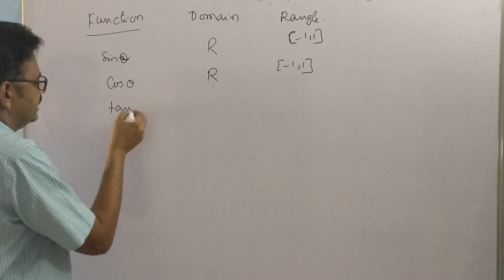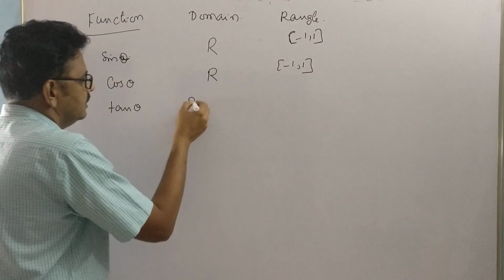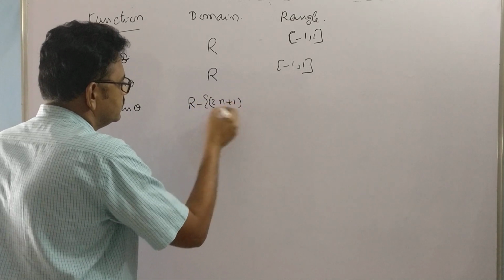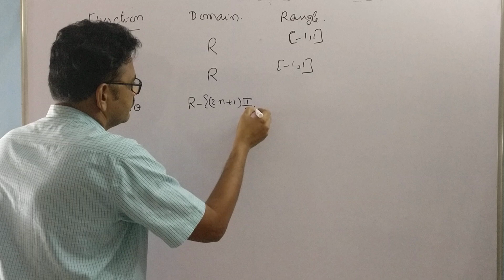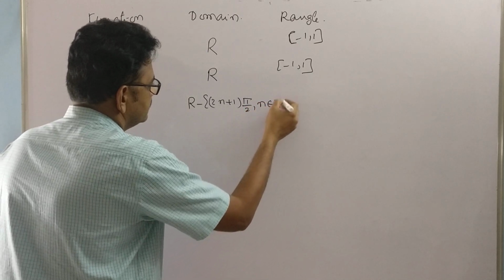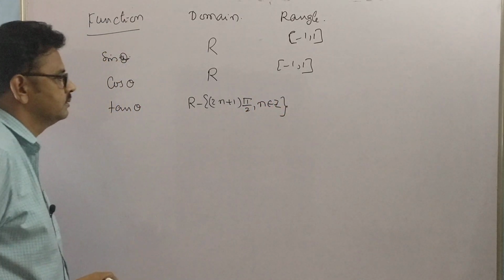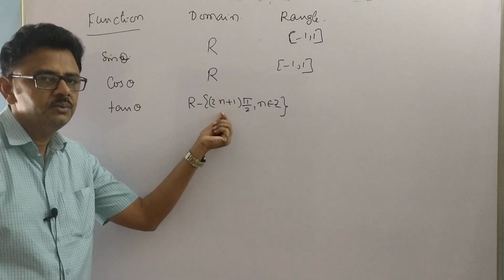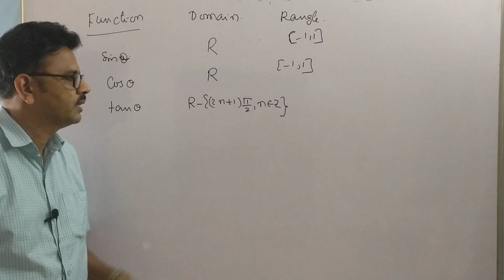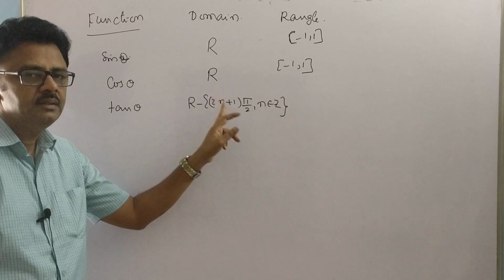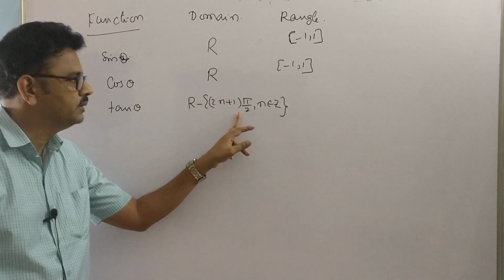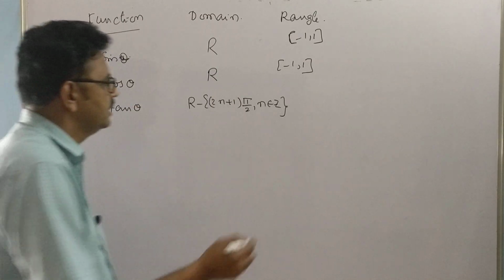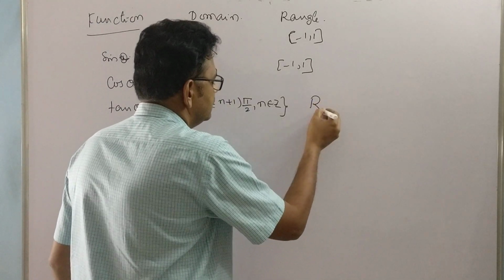Next, tan theta. Domain is R minus (2n plus 1) into pi by 2, where n belongs to Z. So for odd multiples of pi by 2, tan function is not defined. Tan pi by 2, tan 3 pi by 2, tan 5 pi by 2, plus or minus. For these values, tan function is not defined. Range is the set of all real numbers.